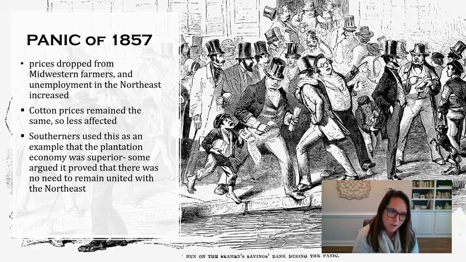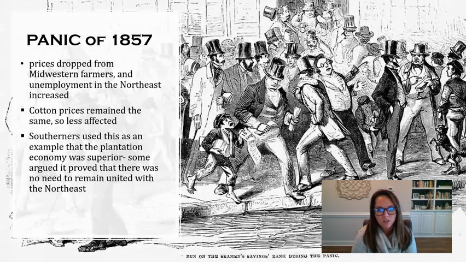What's interesting about all of this is that cotton prices remained the same, so they were less affected. And unfortunately, Southerners used this as an example of how their economy was superior to that of the North. They used this, a few years away, three years away from South Carolina seceding, as a justification for secession.